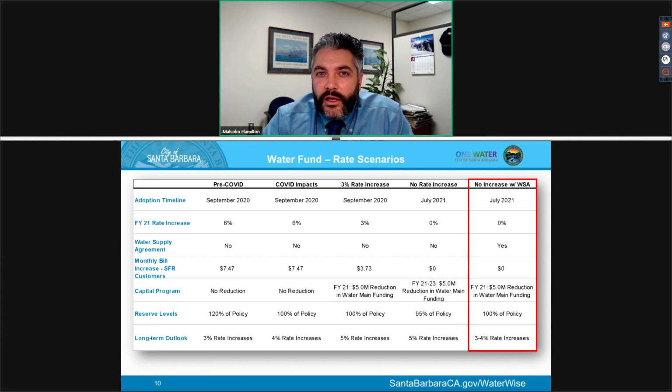And in addition, if the water supply agreement did go forward, then we would be able to reduce our long-term outlook for rates and potentially also the FY21 reduction to main funding. I think that's a good middle ground scenario to consider. Going to 0% has pretty significant impacts immediately and over the long term because of how rates compound. So we'll move to wastewater.